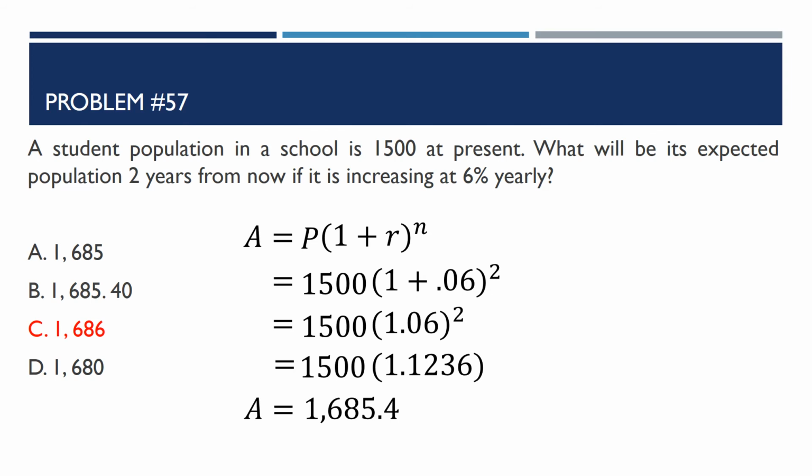Now, why not round the number, so that instead of 1686 it will be 1685, because it's 0.4? If we do that, it's already lacking, because there is 0.4 of a person. The reason we make it a whole is that we want this 0.4 person to become a whole person. So we make it a whole 1, so it will be 1686.